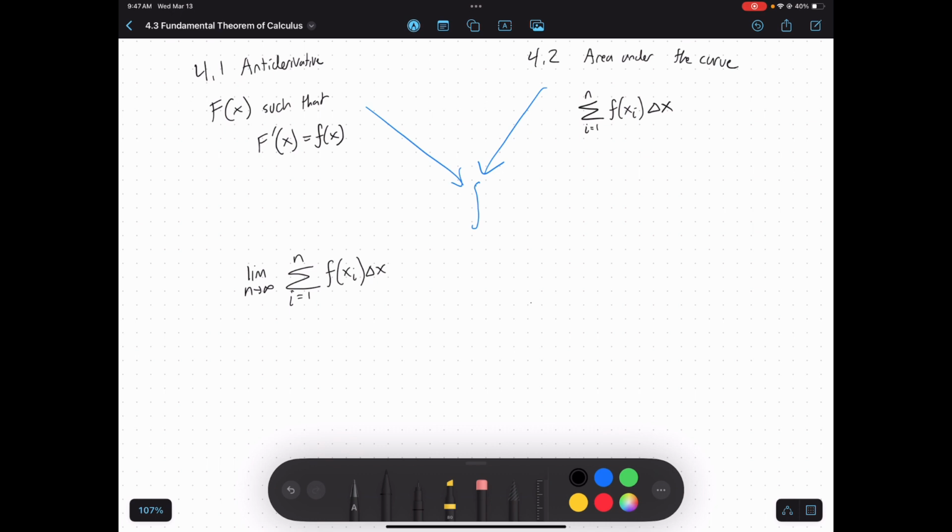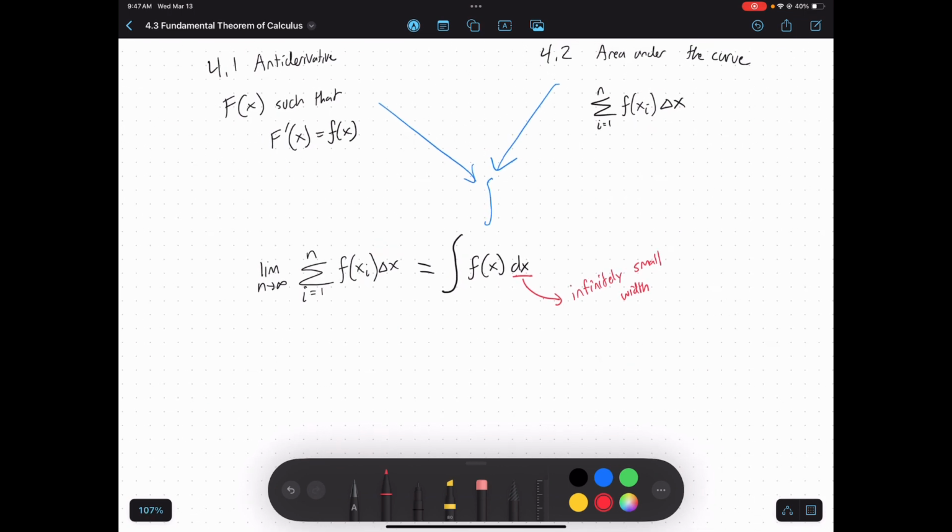Well, that's exactly where this symbol comes from. This symbol is an S because it represents a sum, but it represents a sum of infinitesimally small rectangles. It represents an infinite sum. So in this case, dx represents my infinitely small width. If I have an infinite number of rectangles, each rectangle is going to be infinitely small. It will have an infinitely small width.